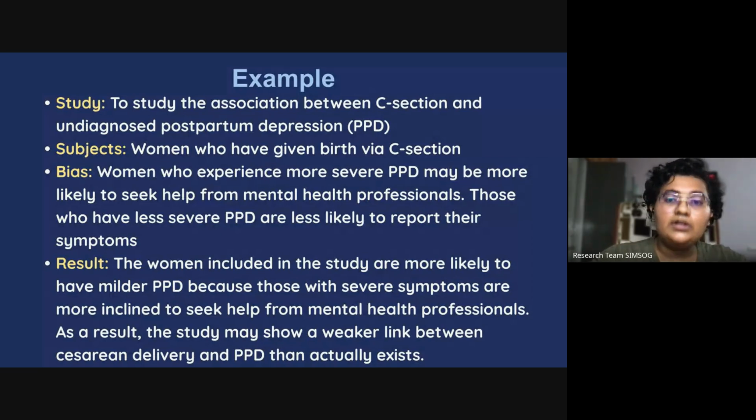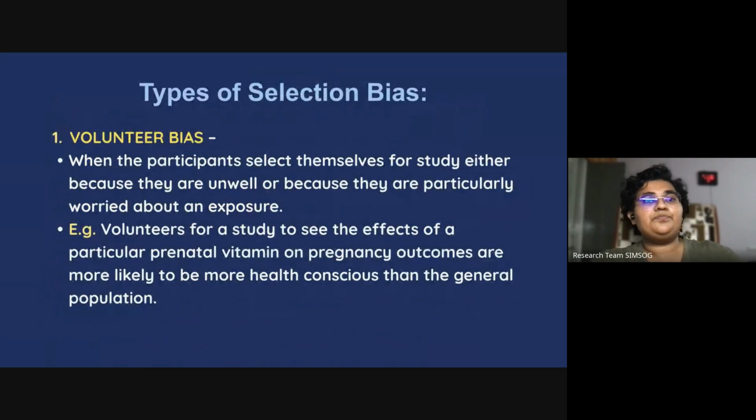Therefore, the women included in the study are more likely to have milder cases of PPD, because those with more severe symptoms are anyways more inclined to seek help from mental health professionals. As a result, the study can show a weaker link between cesarean delivery and PPD than what actually exists. Right? This is a general example of a selection bias. Now we will look at the different types of selection biases.